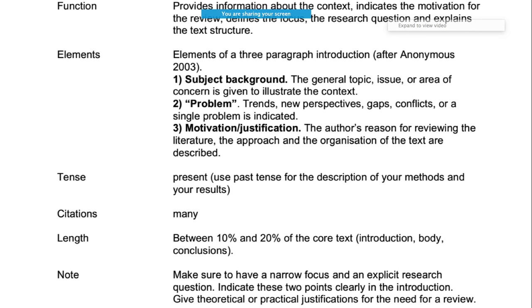And the length of the introduction section is typically within 10% to 20% of the core text, okay? You must make sure that your focus is a little bit narrow, and you also try to state the explicit research question, what you are trying to do and why you are trying to do it as well. So you must be able to justify the theoretical or the practical need for doing this review.